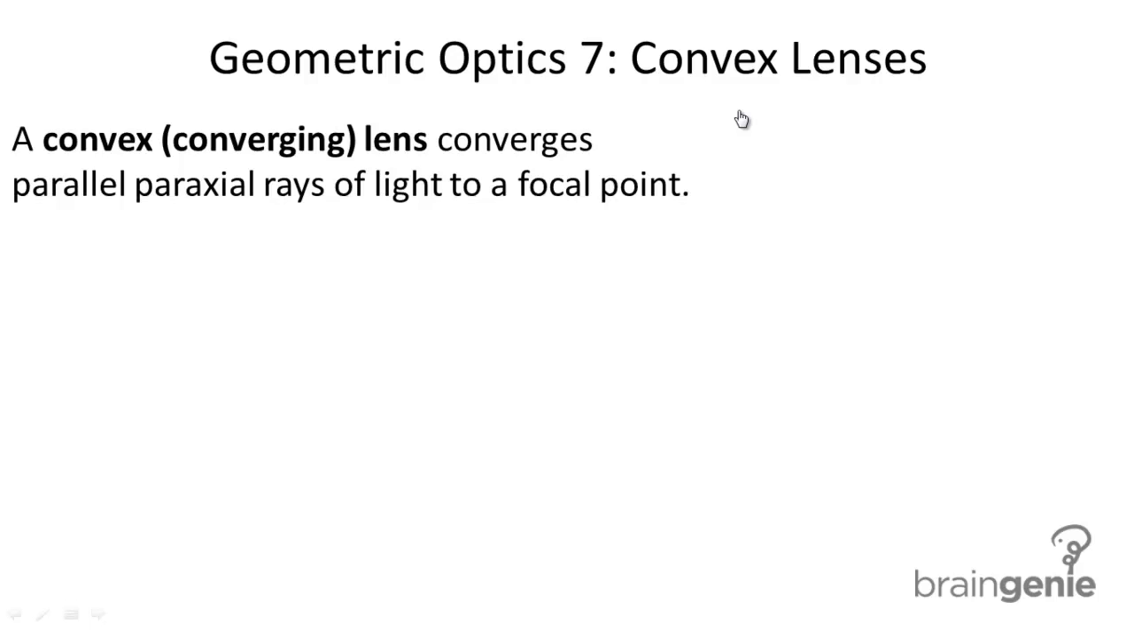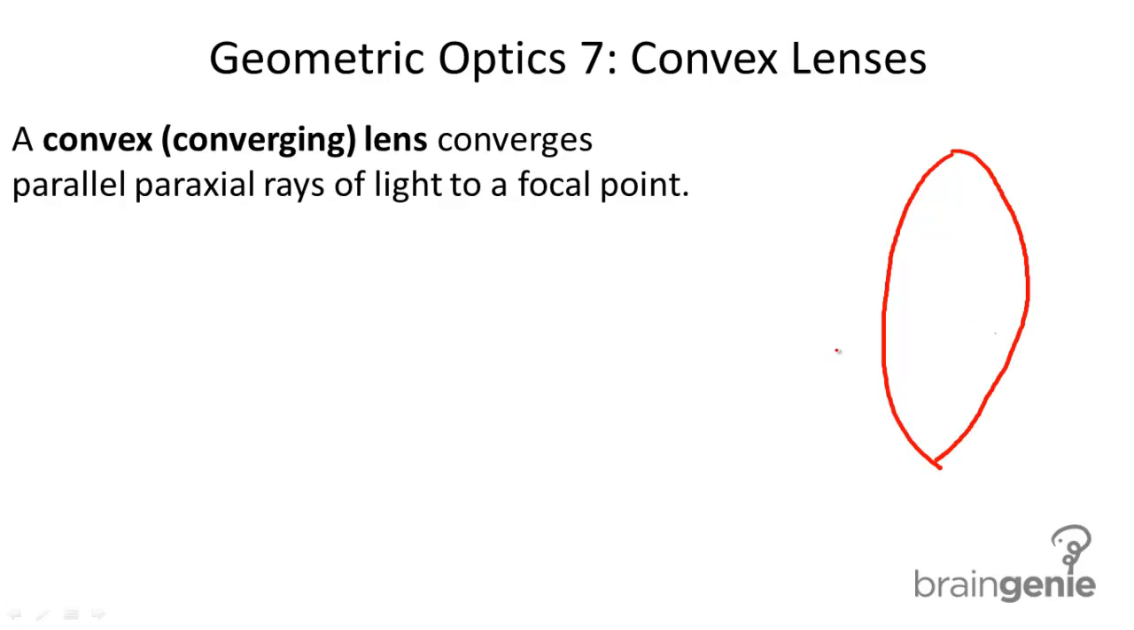Geometric Optics 7, convex lenses. A convex or converging lens converges parallel paraxial rays of light to a focal point. I'm going to draw an example of a convex lens. Here we have a convex lens.